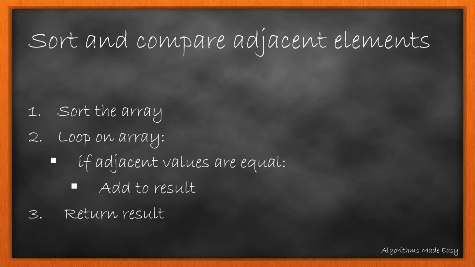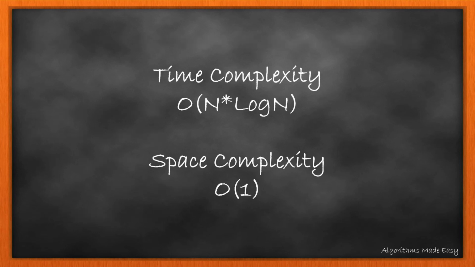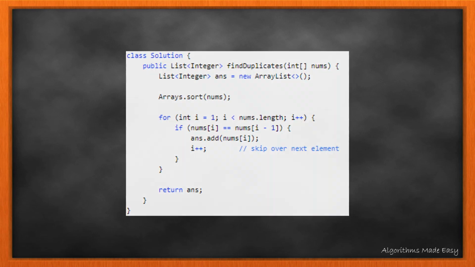Summarizing the steps, we first sort the array and then loop over it. While looping, we check if the adjacent values are equal. If yes, we add them into the result list. At the end, we just return the result. As this method involves sorting, the time complexity becomes O(n log n), while the space complexity is still the same. Here is the code snippet for this approach.